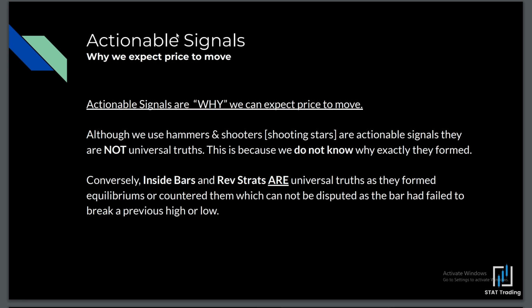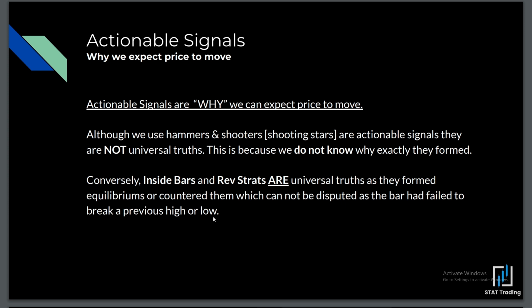So actionable signals, just to summarize. These are why we can expect price to move. And if you've been listening, it's pretty logical, right? Although we use hammers and shooters as actionable signals, they are not universal truths. This is because we do not know exactly why they formed. We can make informed decisions or assumptions, but we don't know for sure. Inside bars and Rev Strats are universal truths as they formed equilibriums or countered them, which cannot be disputed, as the bar had failed to break a previous higher low.